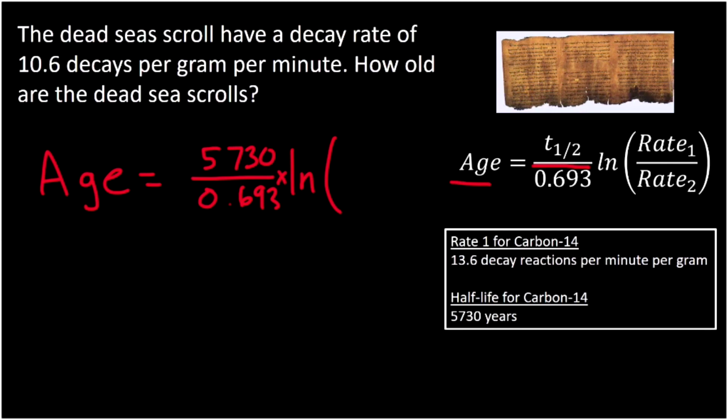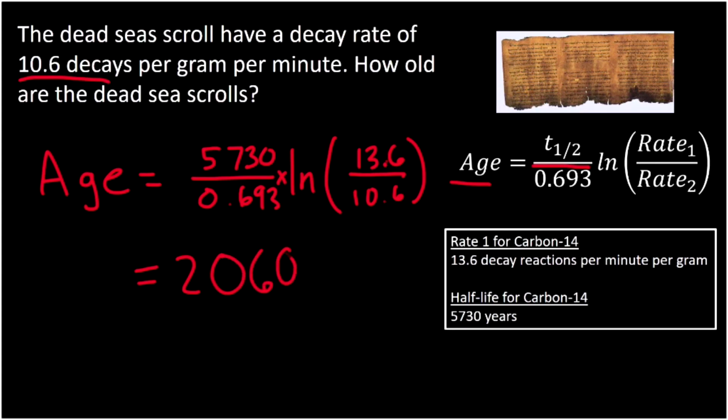So rate 1, we know, is 13.6 decays per gram per minute. And the decay now, we're told in the problem, is 10.6 decays. Okay, when we take that and plug it into our calculator, we want to do 5,730 divided by 0.693 times the natural log, open parentheses, 13.6 divided by 10.6, close parentheses, and we click enter. Okay, so definitely grab your calculator and do that with me. When we do that, we get out an age of 2,060 years.